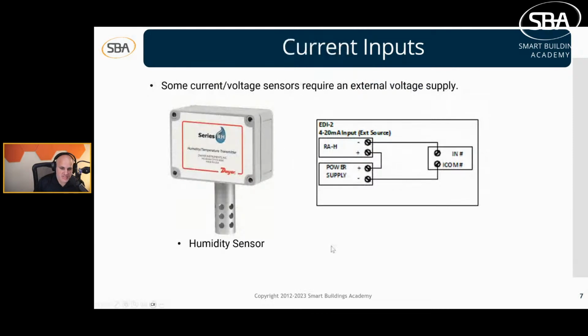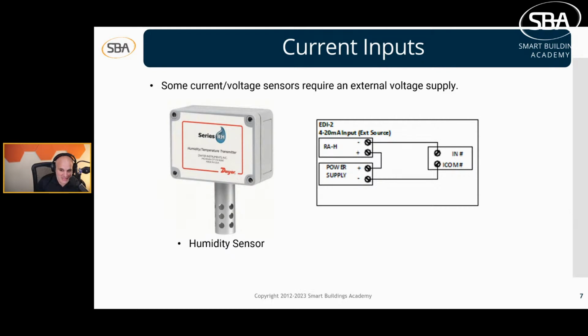Then we get to some current inputs. This is a humidity sensor, right? And we can see that this humidity sensor actually takes a power supply in series. So there's parallel and there's series. Typically, when you're doing 4 to 20 milliamp, it's in series. Typically, when you're doing 0 to 10 volts, it is in parallel, how you're wiring it up, or could be in series as well. It really just depends.